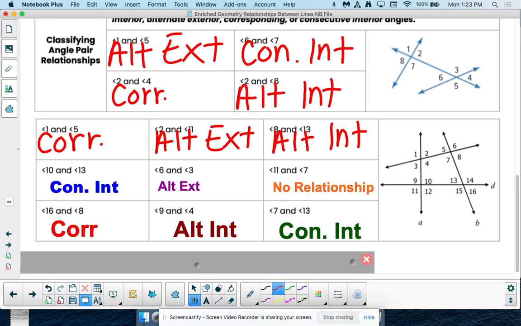Okay, when you're ready, flip it over. We just have a few more things to talk about before we're done. We're not doing the whole page. We're almost done.